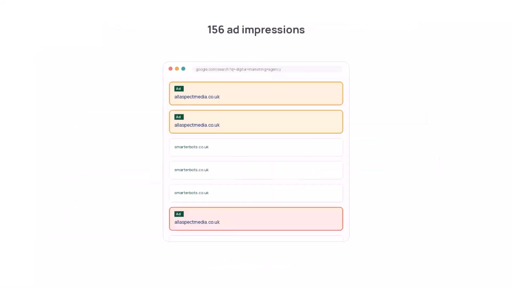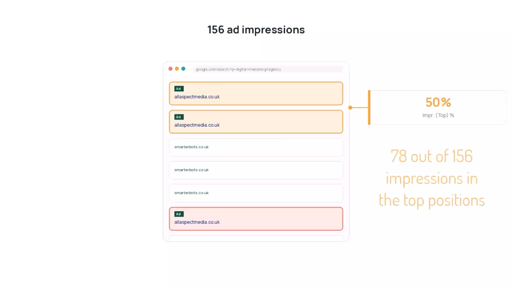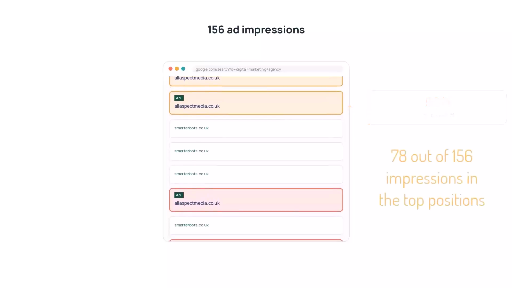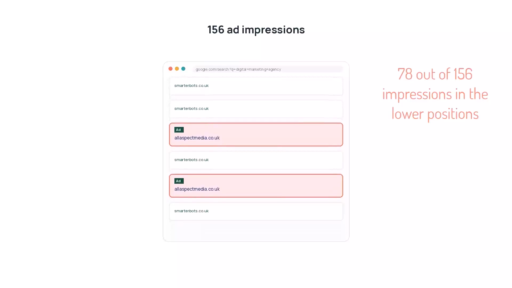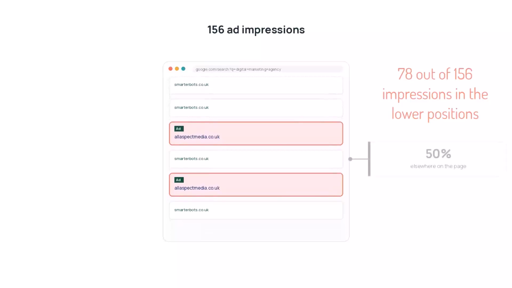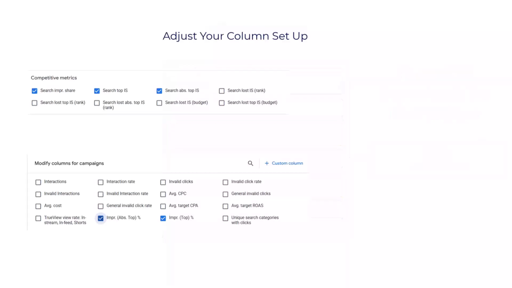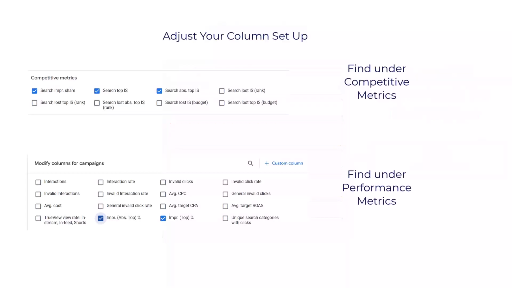So, for example, if your impression top percentage rate is 50%, that just means that for half of the impressions that your ads showed, they appeared in the top spots, and the other half were elsewhere on the page. It says nothing about how many top of page opportunities exist out there that you missed. Use the 2 together, put them side by side, and then they tell you what's really going on.